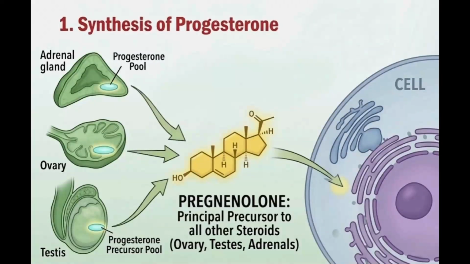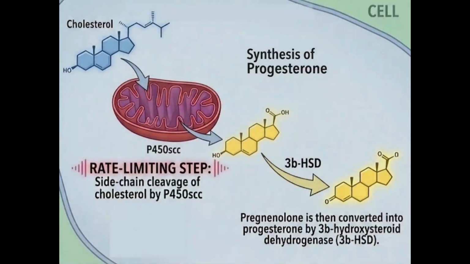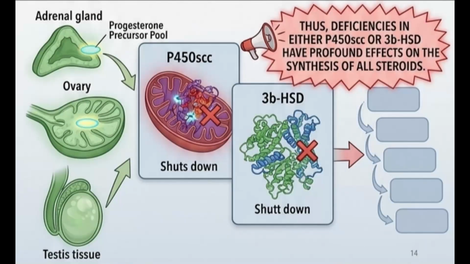Synthesis of progesterone. Pregnenolone serves as a principal precursor to all other steroid hormones synthesized by the ovary, testes, or adrenals. It appears that the rate-limiting step for the synthesis of progesterone is side chain cleavage of cholesterol by P450-SCC. Pregnenolone is then converted into progesterone by 3-beta hydroxysteroid dehydrogenase, abbreviated as 3-BHSD. Thus, deficiencies in either P450-SCC or 3-BHSD have profound effects on the synthesis of all steroids.